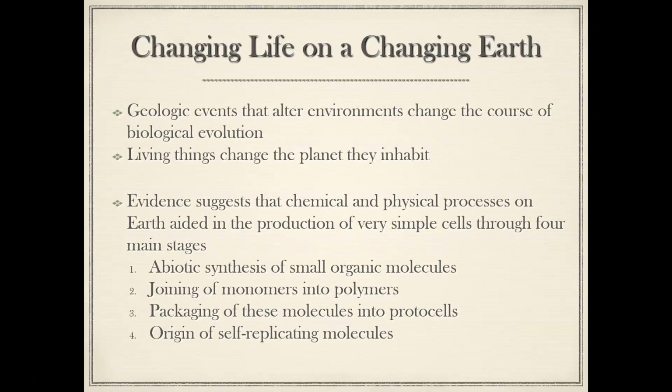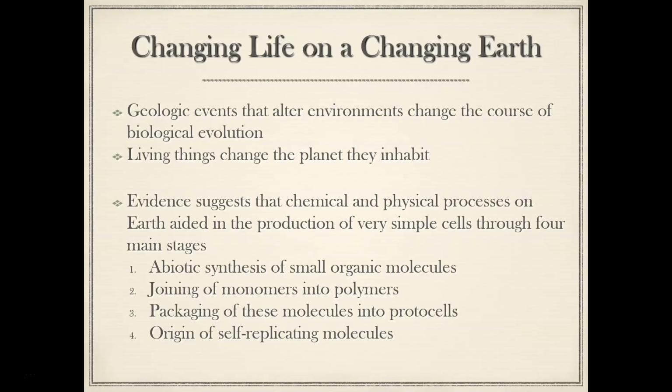So when we look at this changing life, all right, there's a lot of evidence to suggest that chemical and physical processes on Earth aided in the production of very simple cells in four sort of main stages. So we know that when Earth was initially formed, life didn't exist. So the big question then is, how did it get here? And there's a lot of hypotheses that we can talk about. We'll talk about a few of them here. But overarchingly, scientists agree that there's four main stages that would have needed to happen in this sequential order to get us to something that resembles life.